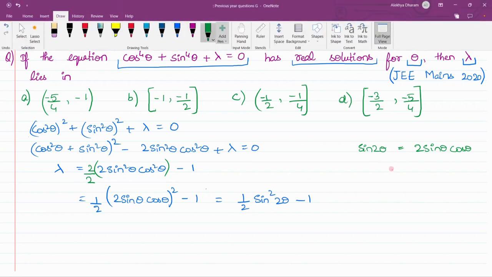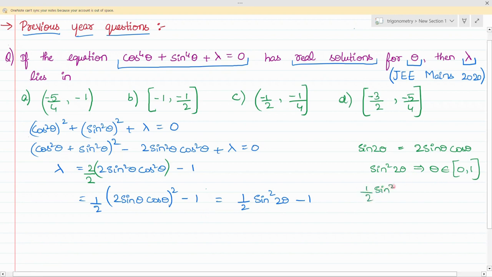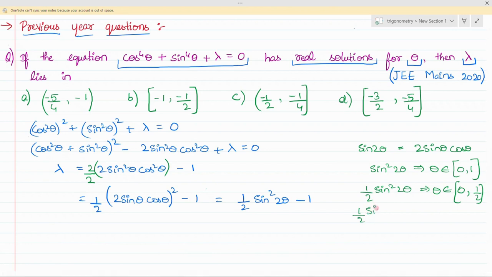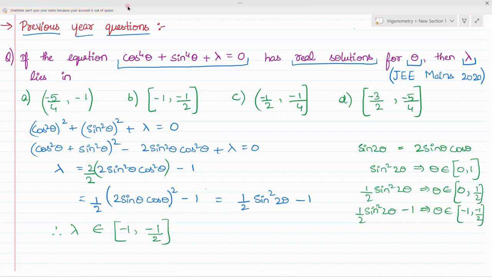And what's the range of sine square 2 theta? It is from 0 to 1, right? So if it is half of sine square 2 theta, multiply half on both sides. It becomes 0 to half. And for half sine square 2 theta minus 1, just subtract 1 from both. It becomes minus 1 to half minus 1, which is minus half. So therefore, lambda belongs to minus 1 to minus half. So the required answer to this question is option B.